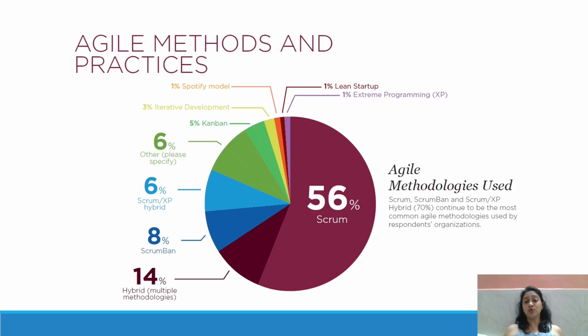Scrum and XP, we can use as a hybrid. We are going to see when and how exactly we can use these agile methods in product development. Then Scrumban, which some companies are using, that is Kanban and Scrum, is 8%, and 14% is multiple methodologies. Some projects use Scrum, XP, Kanban, and Lean, so many. So this is the pie chart comparison, you can say. Let's go ahead and see them one by one.